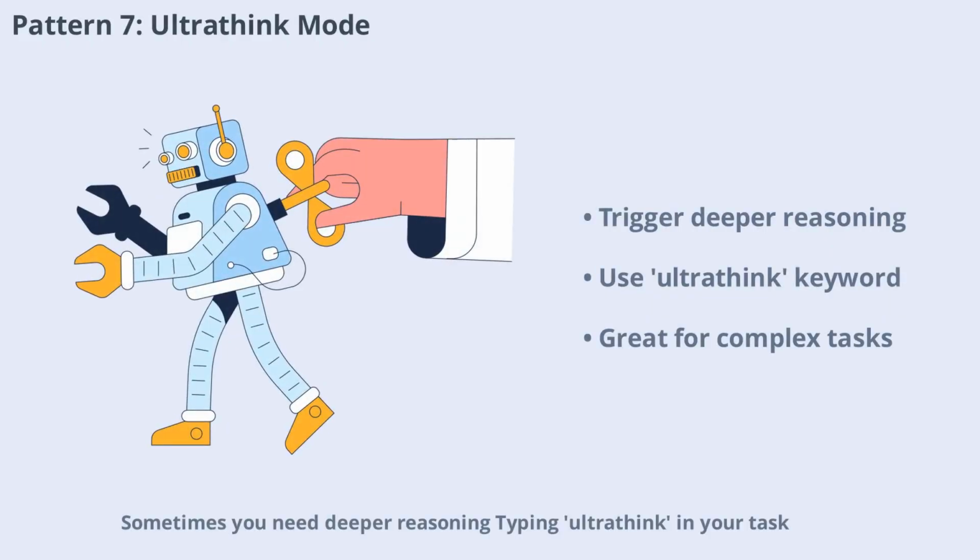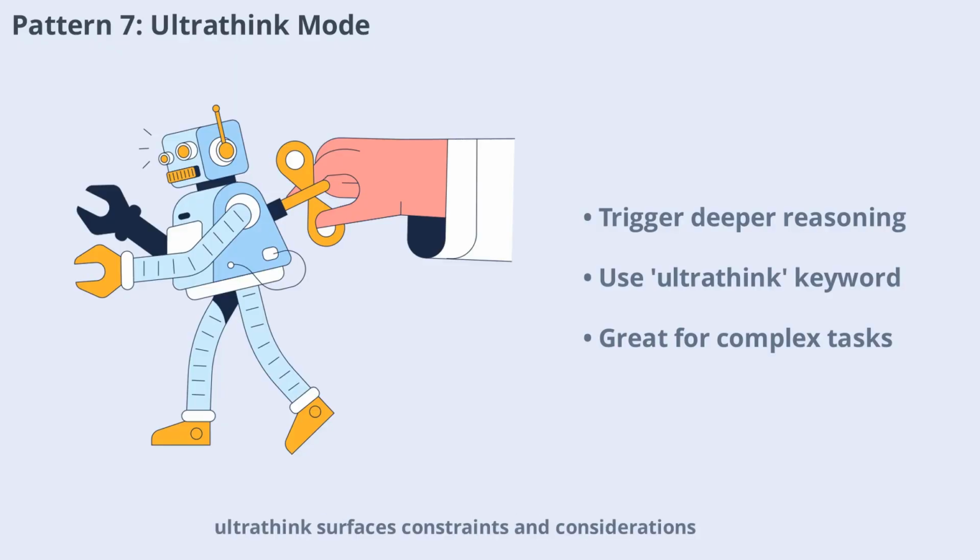Sometimes, you need deeper reasoning. Typing ultrathink in your task description triggers Claude's high-effort reasoning mode. It's a natural language switch, no extra setup required. For complex design decisions, ultrathink surfaces constraints and considerations you might miss in normal mode.